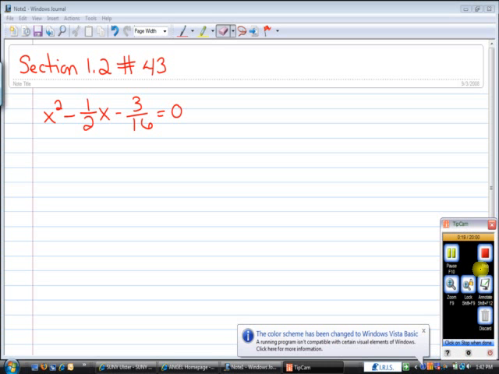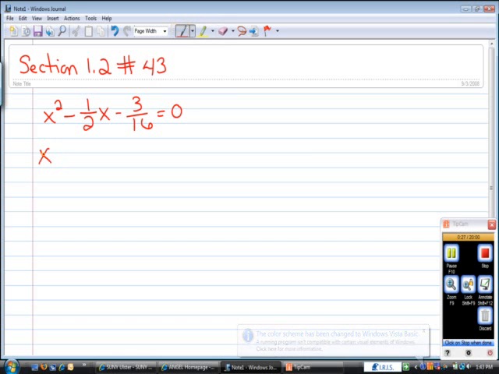First thing you're always going to think about when you complete the square is to send the constant over to the other side. So we're going to add, oops, I've got an eraser on here. You're going to add 3/16 to the other side. Always the first thing you do.